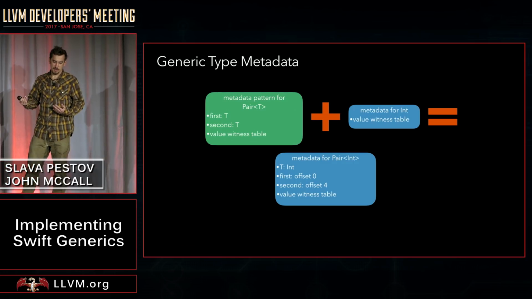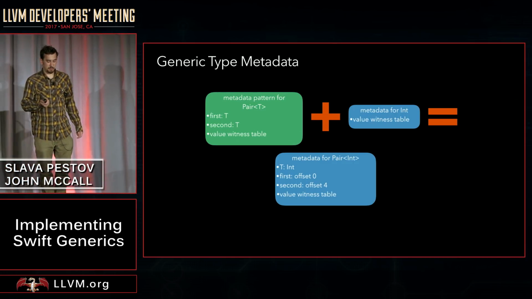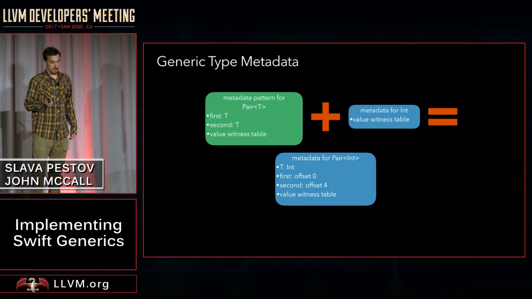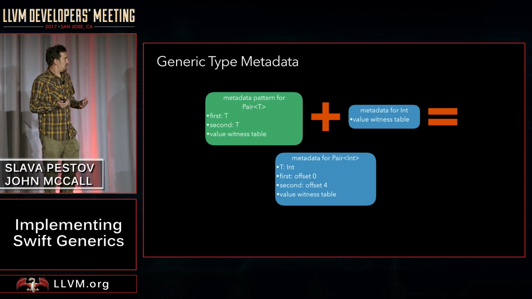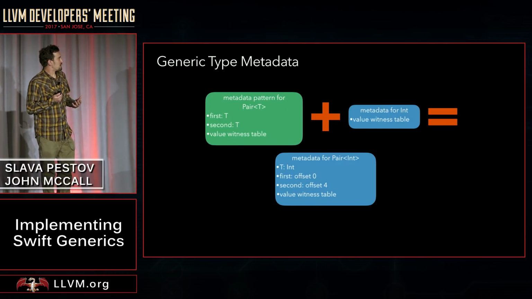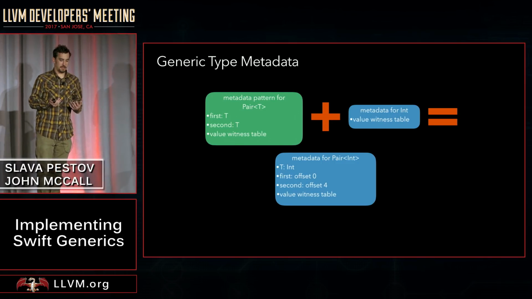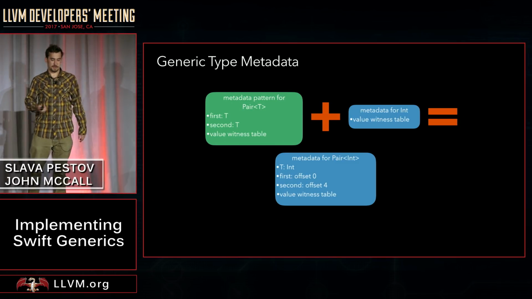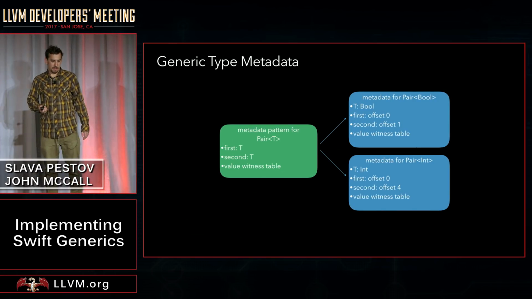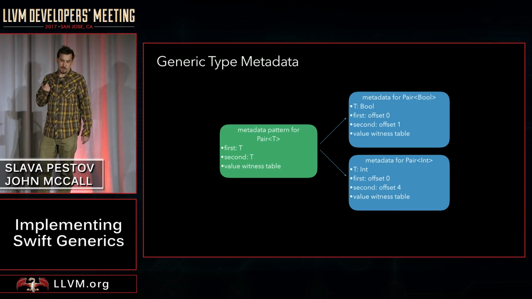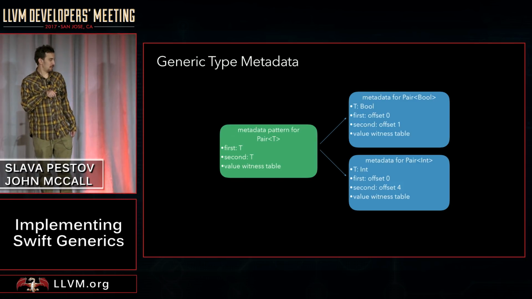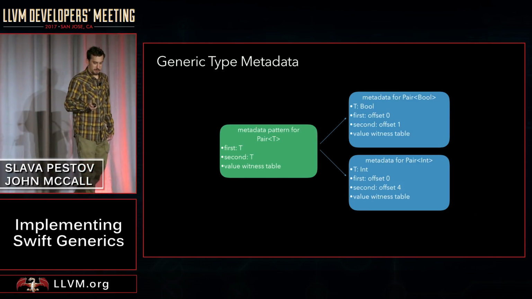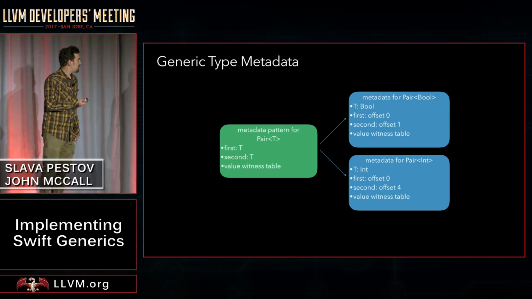And then given the metadata pattern and type metadata for the generic parameters, the runtime can create the instantiated generic type metadata. So for example, for the metadata for a pair of ints, we compute the overall size of a pair of ints, and then we also compute the offsets of those fields so we can manipulate the pair of ints component-wise. And here we have a pair of bools and a pair of ints. They have distinct type metadata that was instantiated from the same metadata pattern, and they have different field offsets.